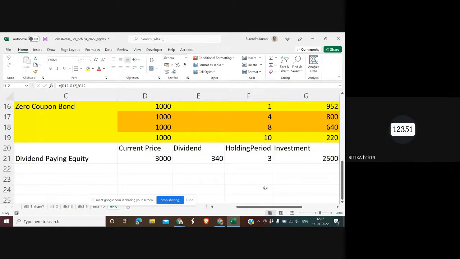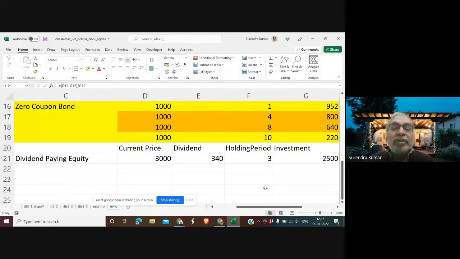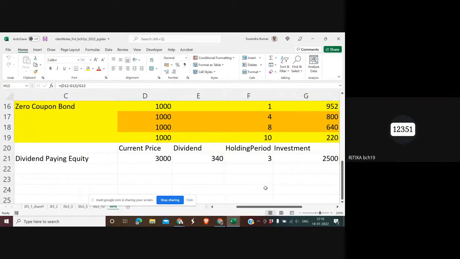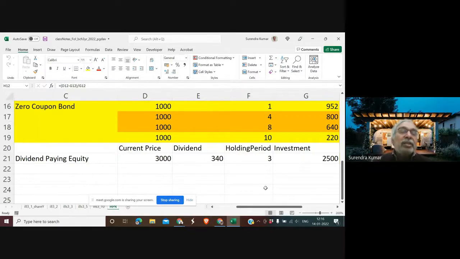Yes, sir. Okay. Can somebody give me a gist of where we left? In the last class, where were we? I gave you a complete example. Yes, sir. Explaining how to calculate equated annual return or effective annual return. I think that's a more technical and correct term, effective annual return, right?